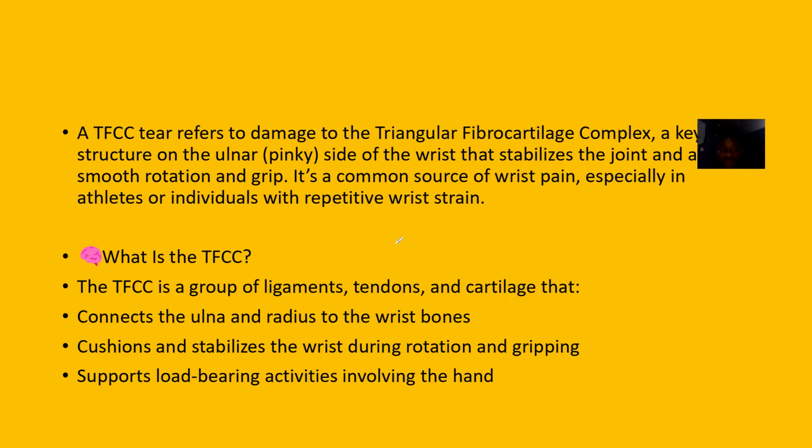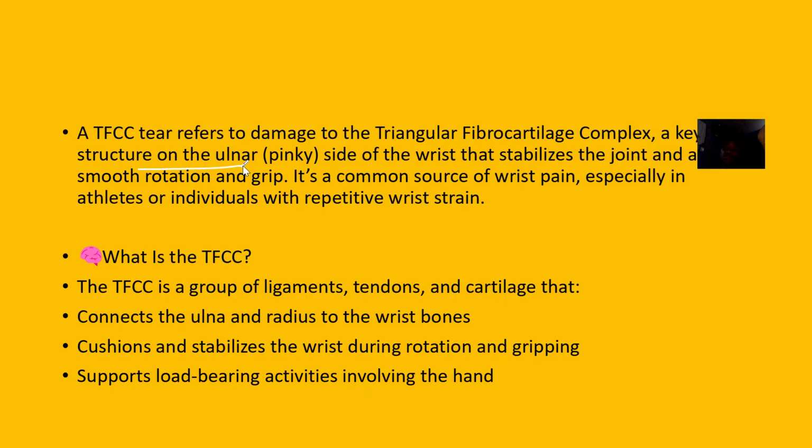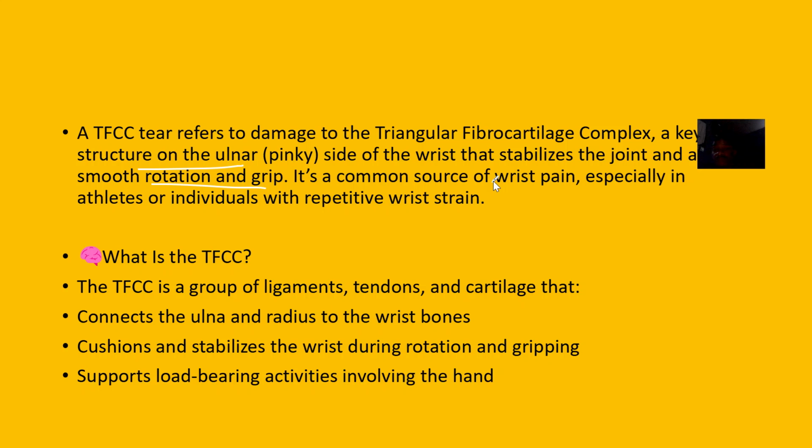Let's just talk about it. So it is actually damage to the triangular fibrocartilage complex. This is a key structure on the ulnar side of the wrist. It stabilizes the pinky finger on this side, so it stabilizes and allows smooth rotation and grip. Now, if there's an inflammation or tear in this ligament, or cartilage or fibrous stuff, anyhow you can put it, it causes a lot of wrist pain.